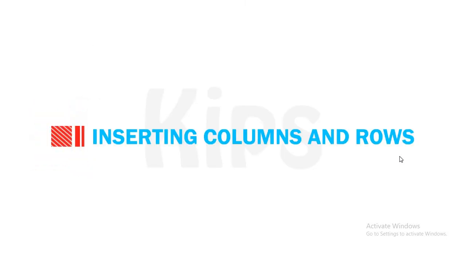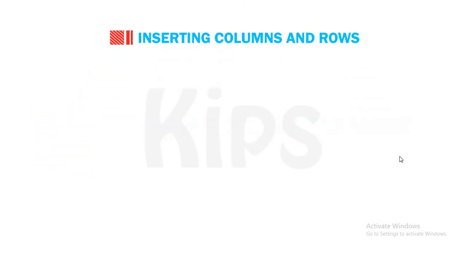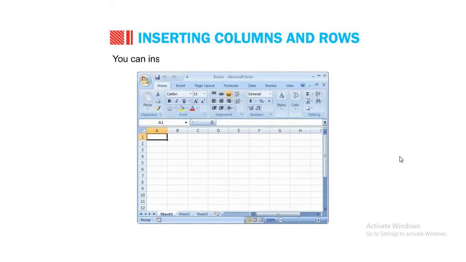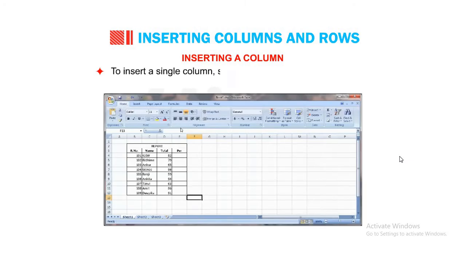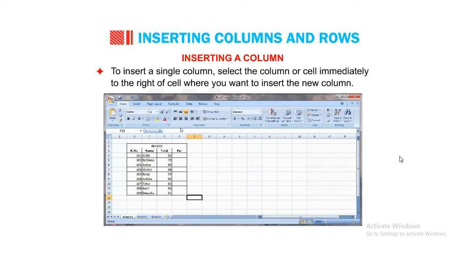We will now learn how to insert columns and rows. You can insert blank cells, rows or columns in a worksheet. Let me tell you how to insert a column. To insert a single column, select the column or cell immediately to the right of the cell where you want to insert the new column.